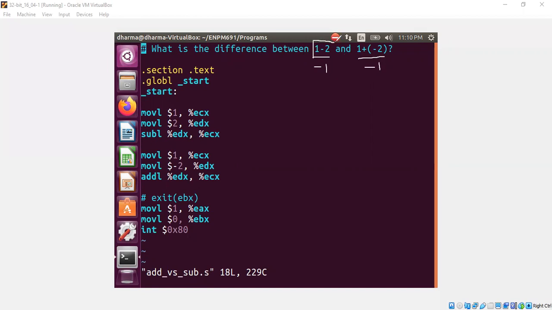So I'm going to write an expression for 1 minus 2. I'm also going to write another expression for 1 plus minus 2, right? And I wanted to see whether any conditional codes are different between these two expressions. Okay, so let's get started.